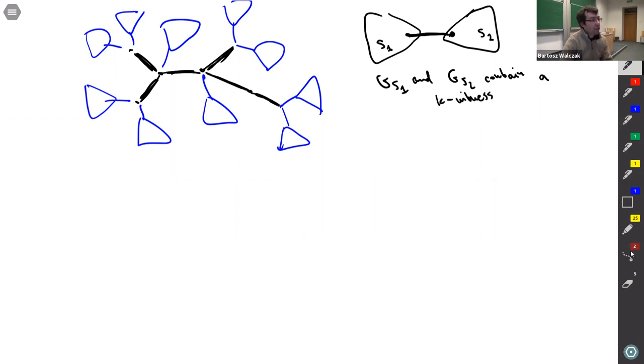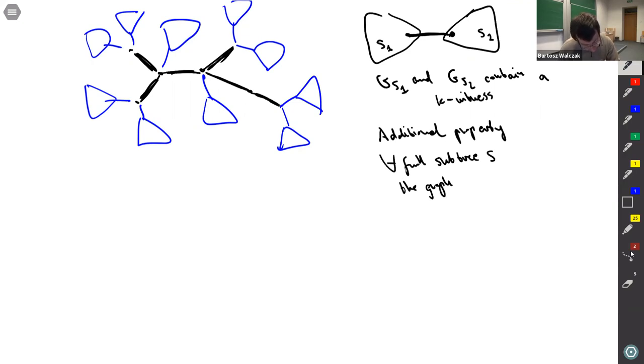which is a condition that I require from this tree decomposition. It cannot be an arbitrary tree decomposition. This needs to be a tree decomposition which satisfies the property that for every full subtree, let me write it here, additional property that we need: for every full subtree S, the graph GS is connected. But why can we have that?